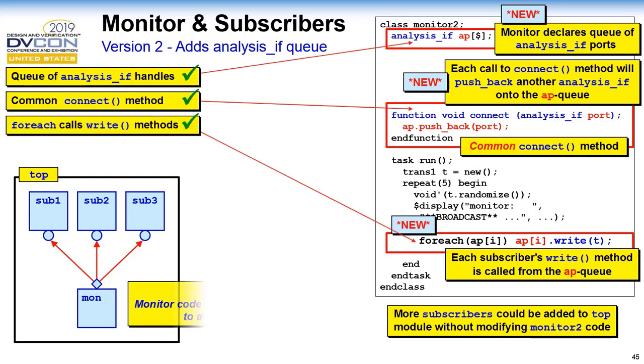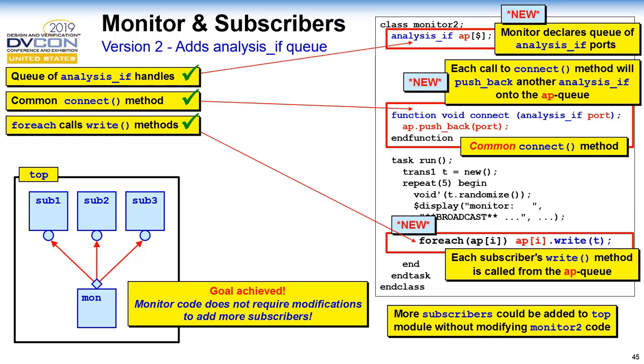And so I now have a queue of analysis interface handles. That's good. I now have a common connect method to push these handles onto the queue. I have a for each loop that's going to walk through all those handles, and I know that each one has a write method.